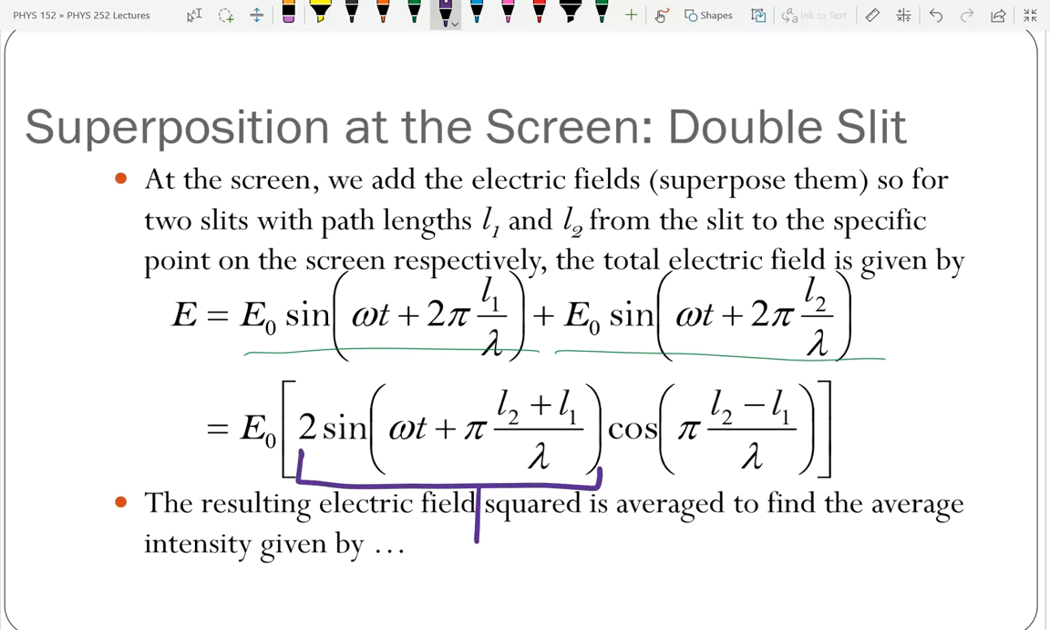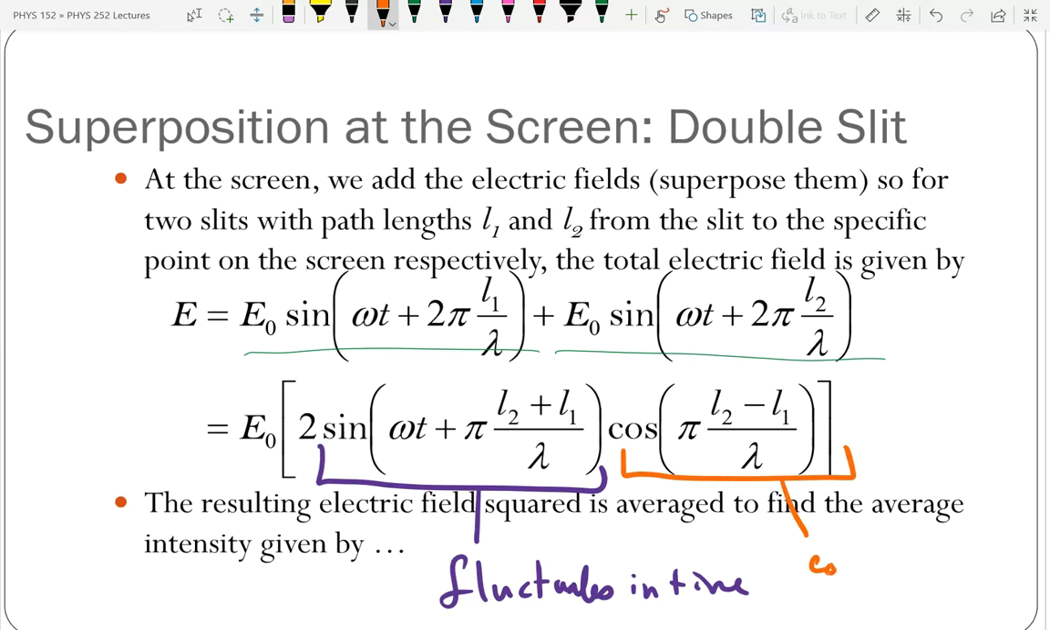This part fluctuates in time. And then we have a part that's a constant here. That's going to tell us how the intensity varies. The one that's fluctuating in time goes maximum electric field, zero, minimum, zero, maximum. It's not going to tell us how the intensity varies; it just goes from -1 to 1 back and forth. But that second one is going to give us a variation in the electric field strength depending on where I am on the screen, and thus in the intensity. So what's going to be important here is L2 minus L1, the difference in path length.